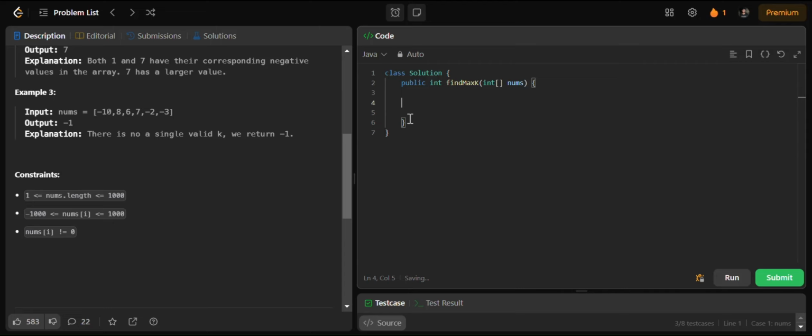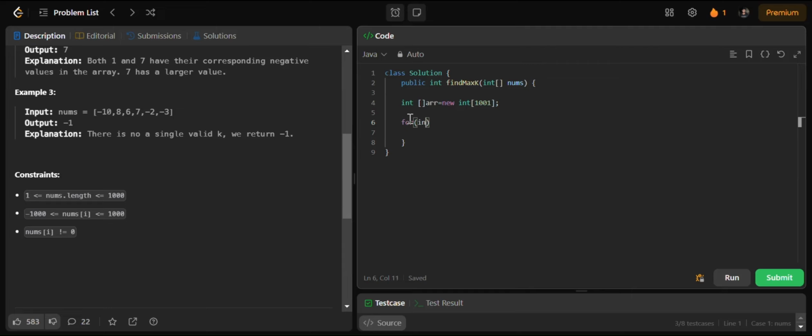So at first, we'll take an array and the length of the array will be 1001. Why 1001? Because the value can be at minimum minus 1000, so the index can be plus 1000, because for minus p we're putting it in index p, right? So for minus 1000 we'll put that value at positive 1000, right? So the maximum size will be 1001.